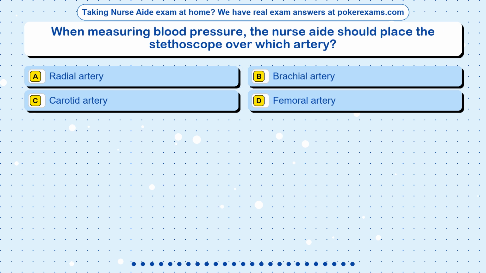Question 5. When measuring blood pressure, the nurse aide should place the stethoscope over which artery? Option A, radial artery. Option B, brachial artery. Option C, carotid artery. Option D, femoral artery.